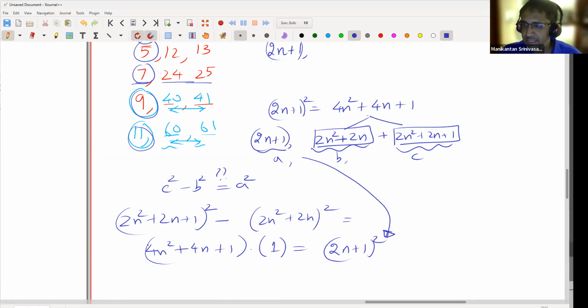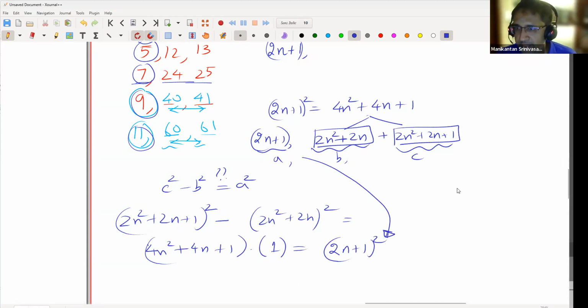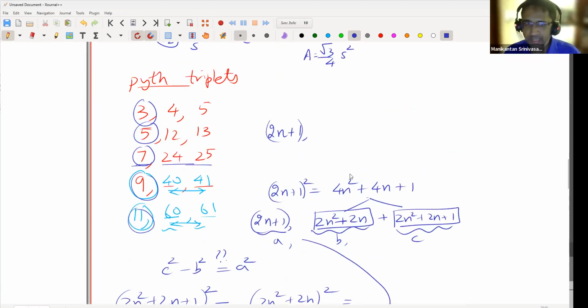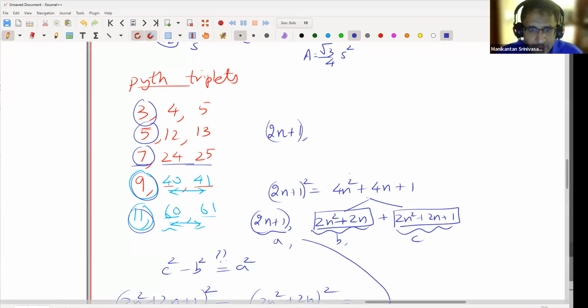So when I subtract C square minus B square, I get C plus B times C minus B, which is in fact indeed A square, which is why this triplet works. Okay, all of you, you're with me completely? Yes. Okay, all right. Now, this is not the only family of triplets, of course, as she was telling, right?